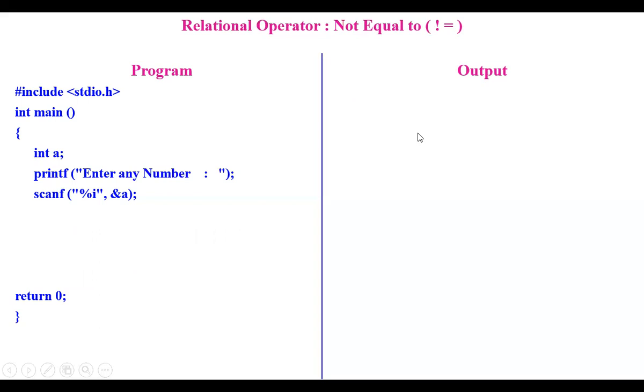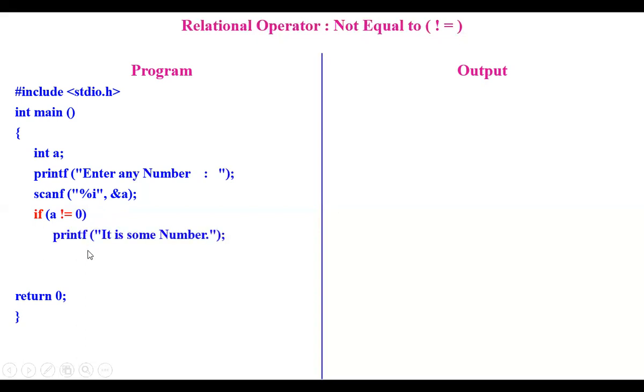How does this not equal to function? It is asking to enter any number, right? The same program, it is assigned to A with the scanf function. If A is not equal to 0, this symbol indicates these two are not equal. If these two are not equal, it results in some condition called true. It is saying correct or true.